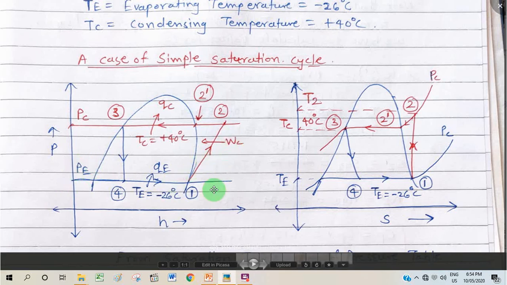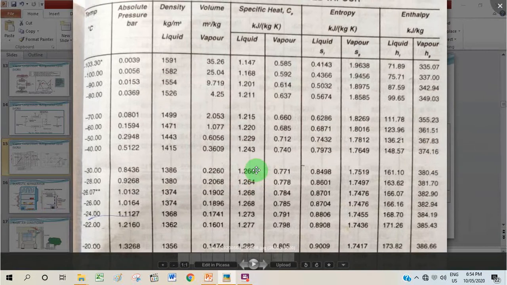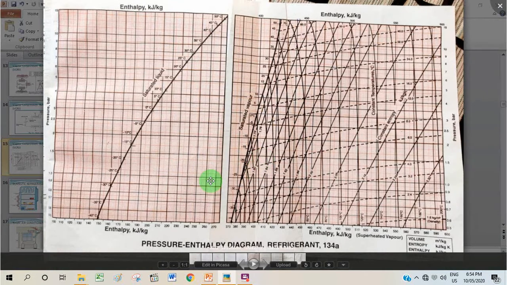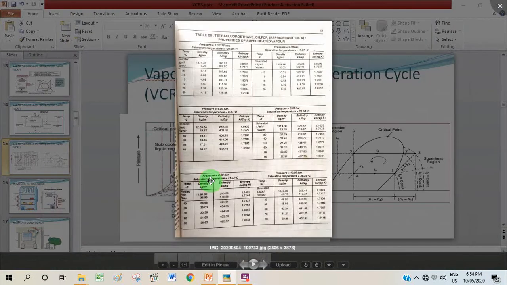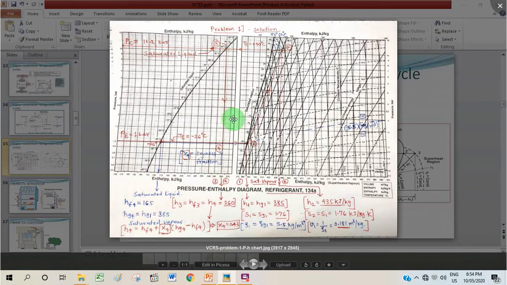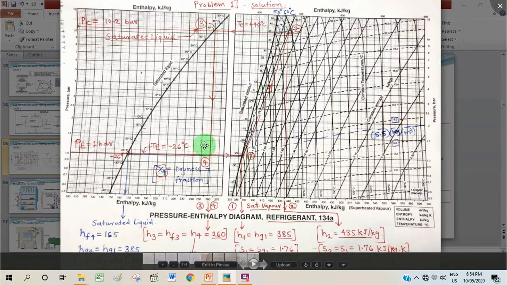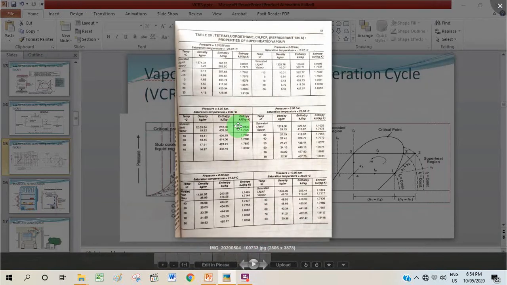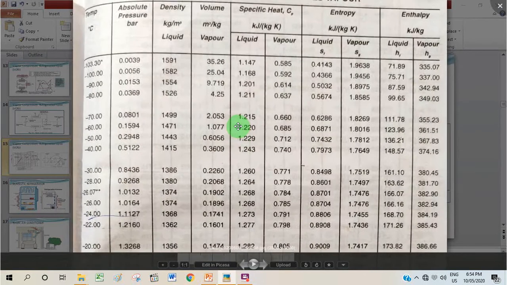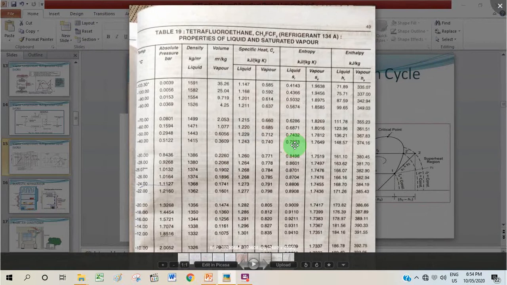In the last video we obtained all the required property values by using the p-h diagram like this. We plotted all those processes onto the p-h chart, and we directly read out the required values. But this time we are going to use the property tables, which are available in this form for the saturated liquid and vapor conditions. Now we are going to use this.